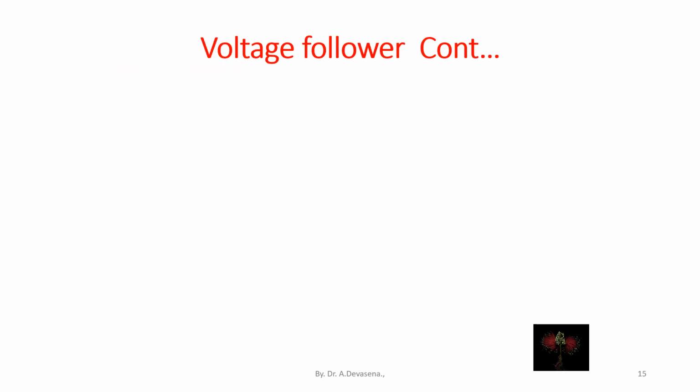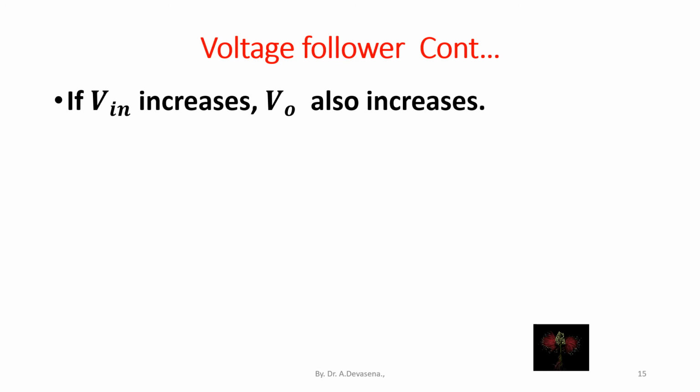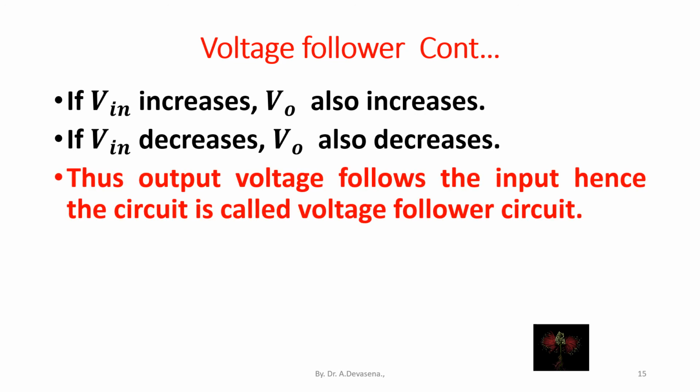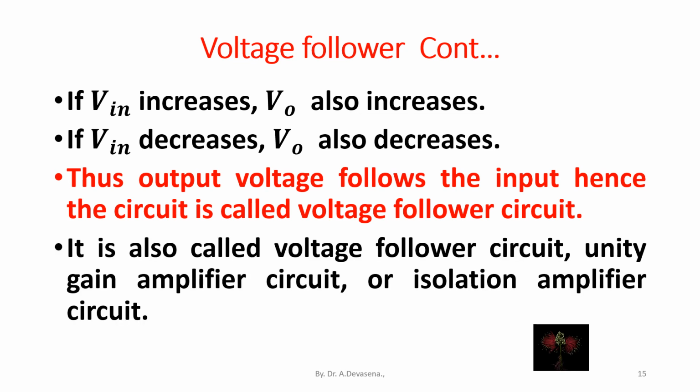If input voltage Vin increases, the output voltage V0 also increases. If input voltage Vin decreases, the output voltage V0 also decreases. Thus, the output voltage follows the input. Hence, the circuit is called a voltage follower circuit. It is also called a unity gain amplifier circuit or an isolation amplifier circuit.